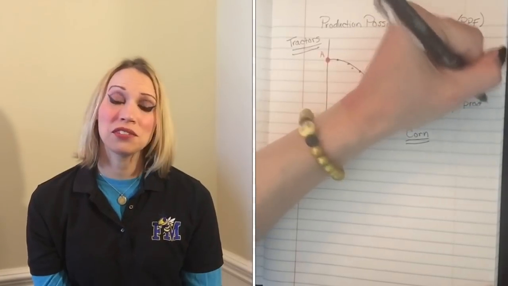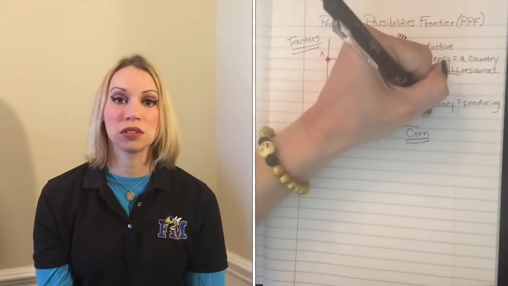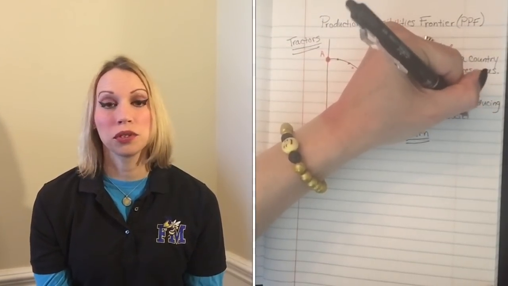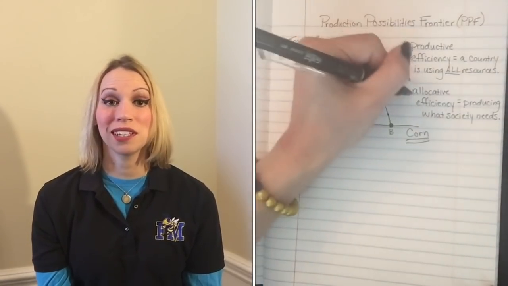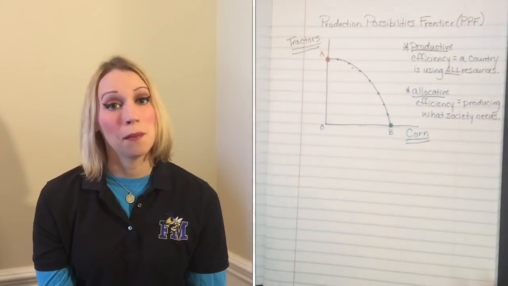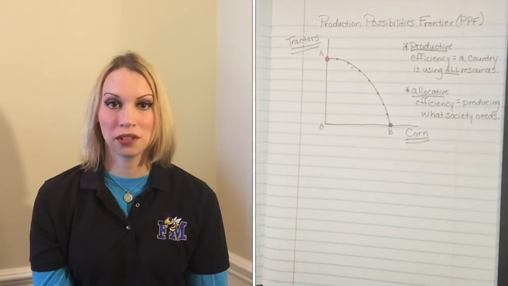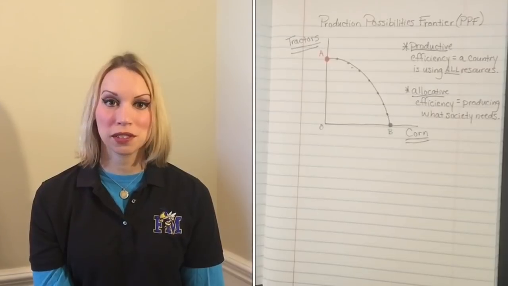So productively efficient means you're using all of your resources to the max, nothing's being wasted, you're on the line. Allocative efficiency means, are you producing what your country needs? Well, if your country needs more corn, I guess you need to go closer to the x-axis. If your country needs more tractors, maybe you need to move closer to the y-axis. So those are the concepts of productive and allocative efficiency. Those are going to follow us around through microeconomics.